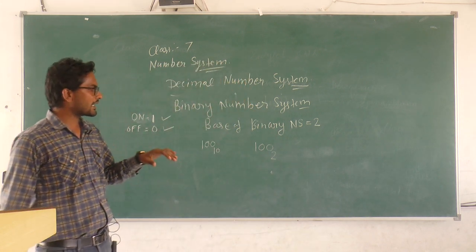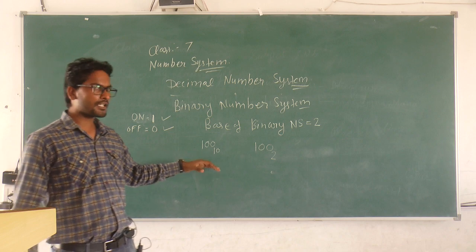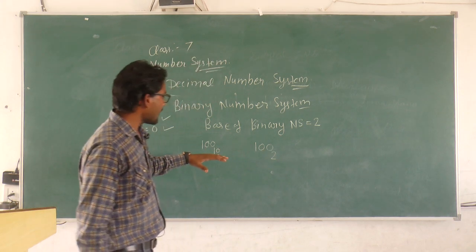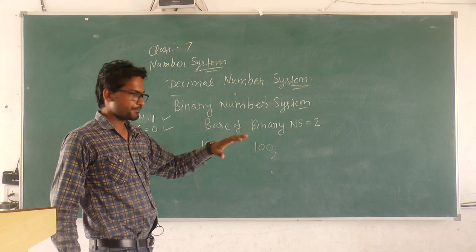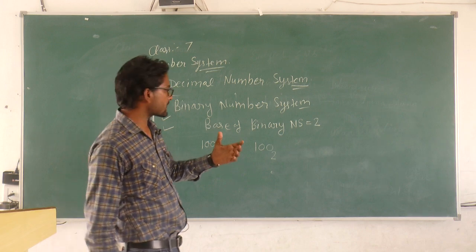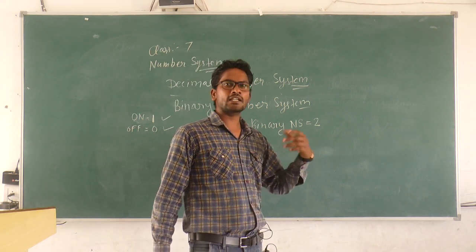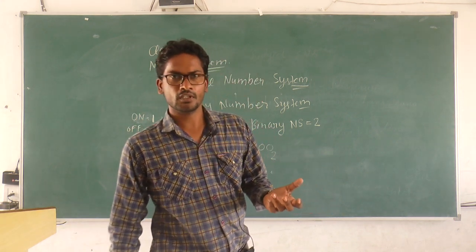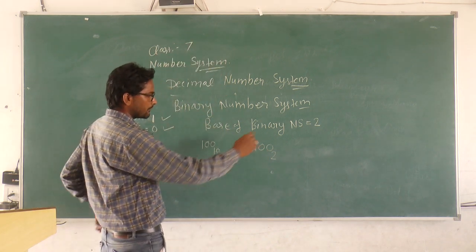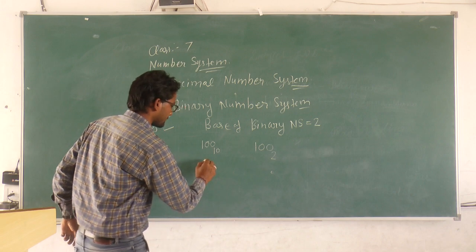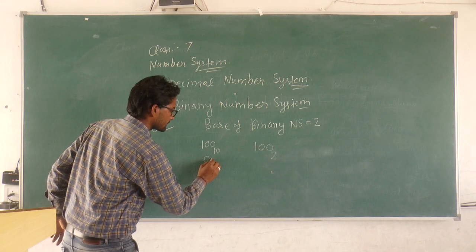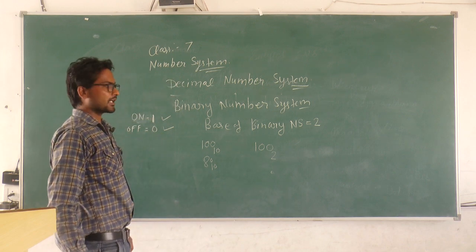Means how will you identify which one is a decimal number system and which one is a binary number system? You will see according to the base. Which base is 10, that is a decimal number system. Which base is 2, that is a binary number system. Okay students, we will take more examples of decimal number system and binary number system. 80 base 10. This is a decimal number system.